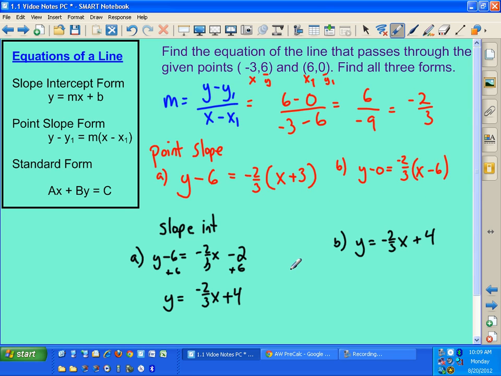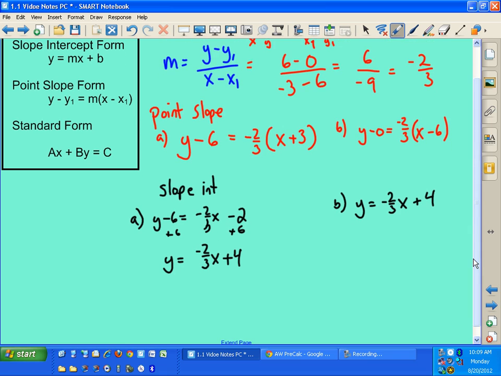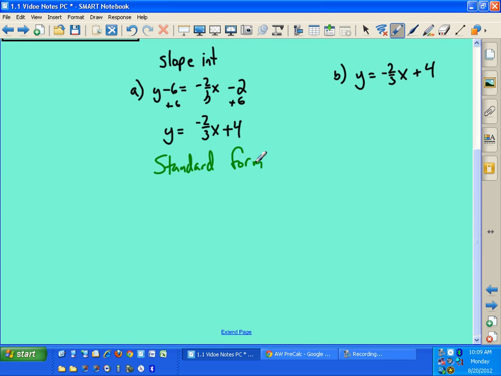And then from this point, we can go to standard form, and standard form is basically taking the point-slope equation, or slope-intercept form equation, and making it so that there are no fractions and the x and y are on the same side. So if I have my slope-intercept form of negative 2/3 x plus 4, I need to move everything away from the number, so I'm going to add 2/3 x across the equal sign. So I have 2/3 x plus y equals 4.